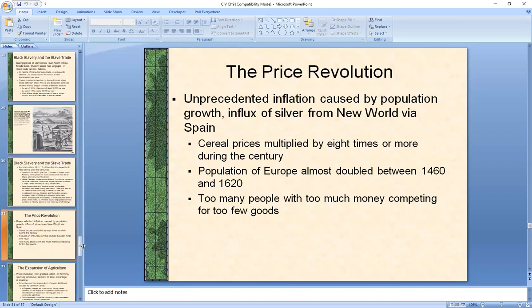In terms of the price revolution, we see inflation developing because of population growth. Cereal prices multiplied 8 times or more during the century. The population of Europe almost doubled between 1460 and 1620. So you had too many people with too much money competing for too few goods. That creates inflation.